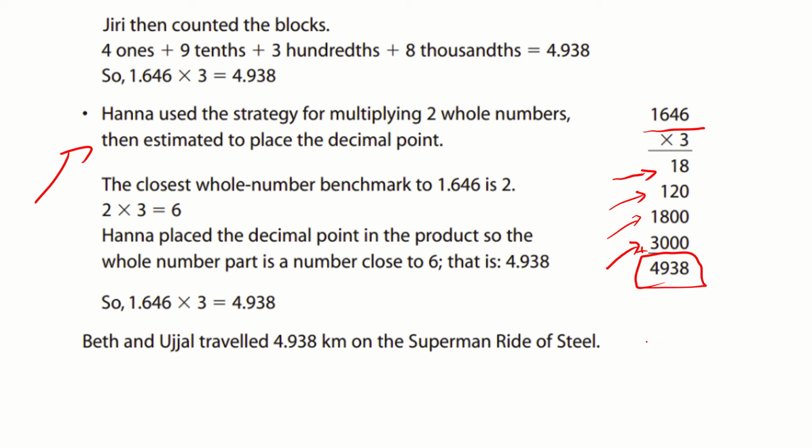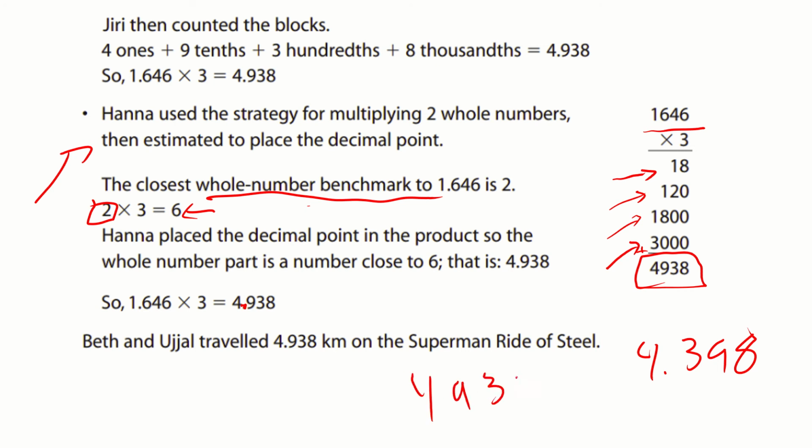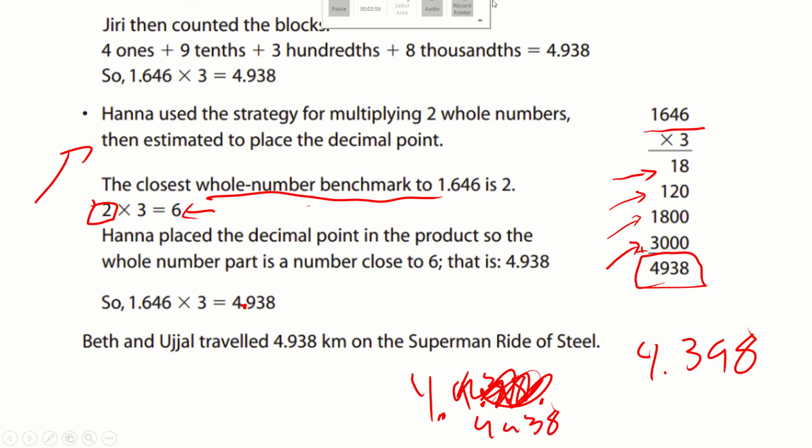If you remember, the answer for the previous one, when we did our base 10 blocks, was 4.938. So what she did here was use a whole number benchmark to estimate. She said 1.646 is close to 2, so 2 times 3 is 6. So she placed the decimal point after the 4, because if she put it elsewhere, that would be 493.8 or 49.38, which can't be the answer. So our logical answer here is 4.938. She used estimation to do that.